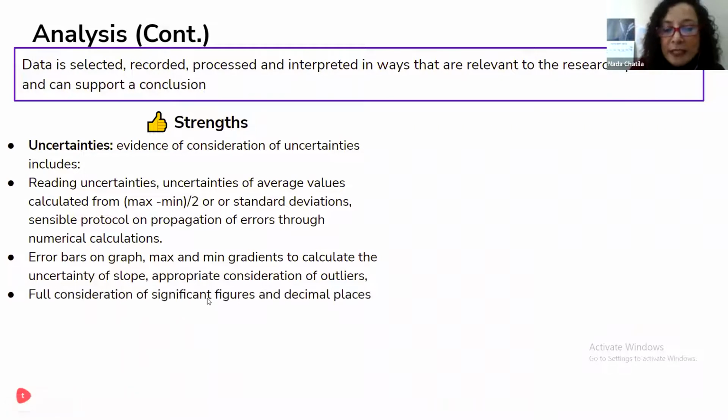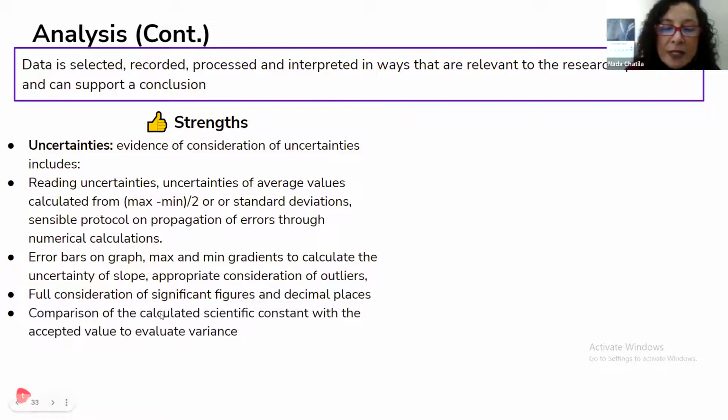Full consideration of significant figures and decimal places, comparison of calculated scientific constant with accepted value to evaluate variance. So if we have an accepted value that is available in the literature, the constant that the student is calculating, they should calculate the percentage error or the percentage difference between the calculated value and the literature value.